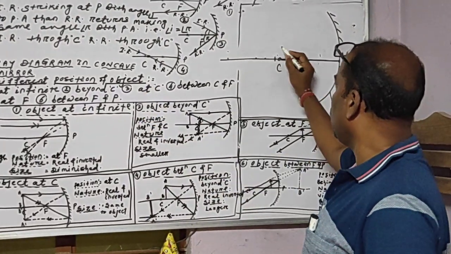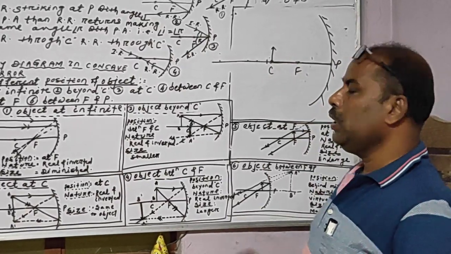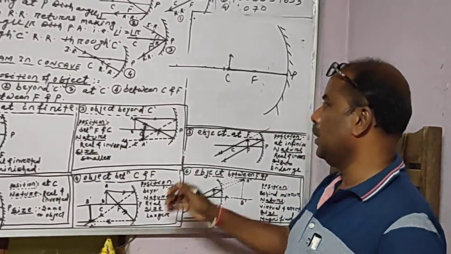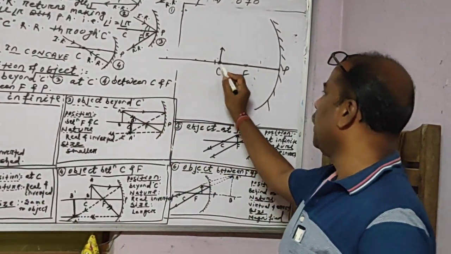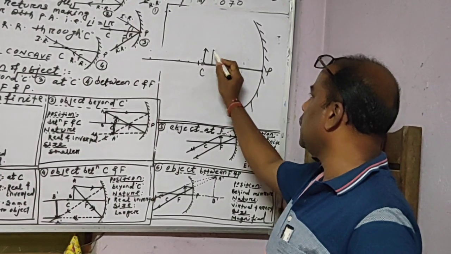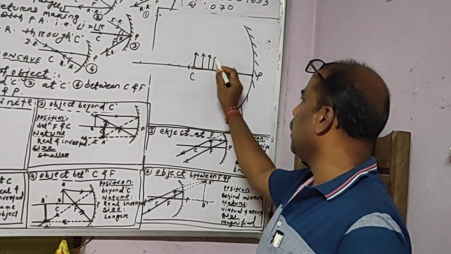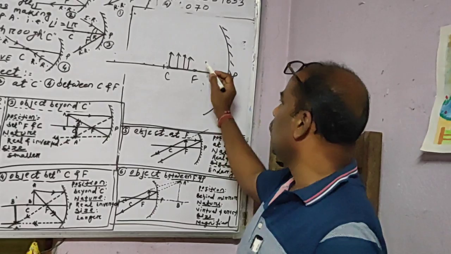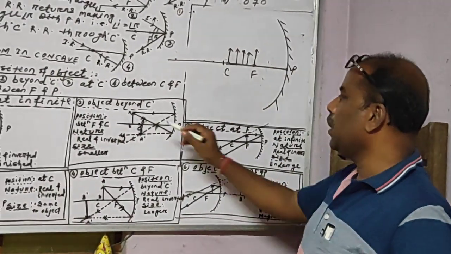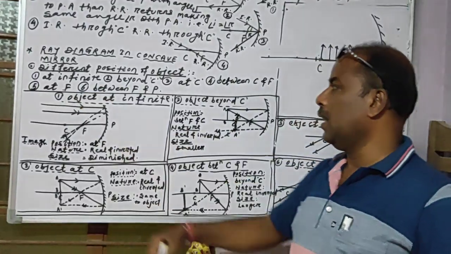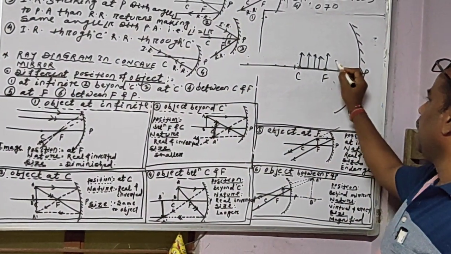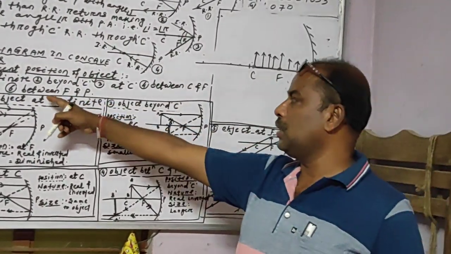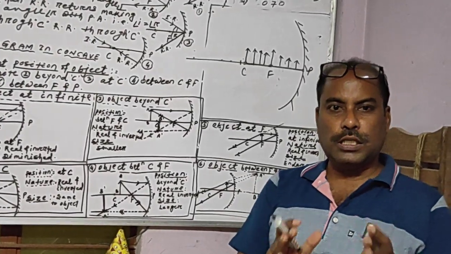Now, when the object is placed exactly on C, we call it at C. Then we have to learn how to draw the ray diagram at C. Then it is called between C and F. Now this is C and this is F. Anywhere you put the object here, here or here, all these positions are known as between C and F. Then when the object is placed exactly on F, we call it at F. The last position is between F and P. Anywhere you put the object on the principal axis between F and P is called the object position between F and P. These are the 6 positions.